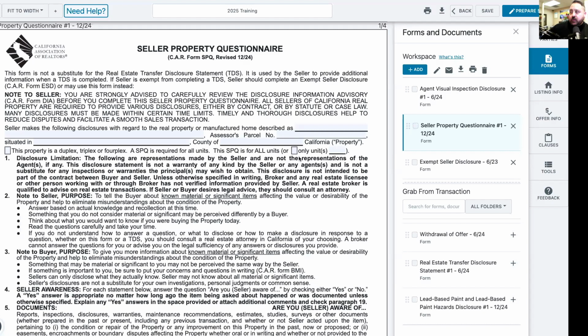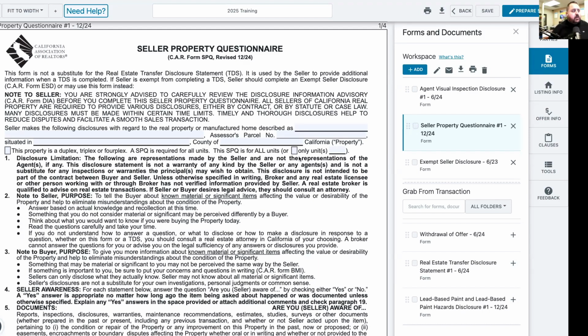Yeah, the only people that are exempt from the SPQ and the TDS are probates and conservatorships, trust sales where the successor trustee is selling the property and it wasn't their principal residence, and REOs. Everybody else is required to provide you with a TDS and an SPQ.